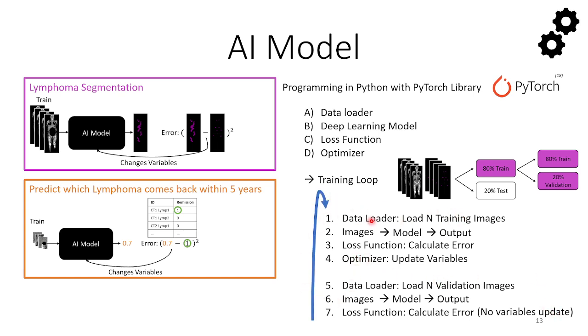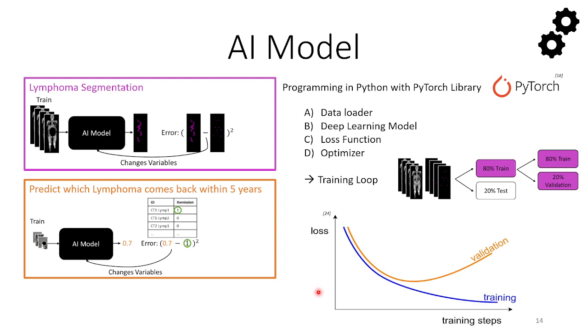Then we take the data loader again and load some training images. We go through this several times, until we are several times through the data set and the model is trained. While we do that, of course, we track the training. Here on the x-axis, we have the training steps, so how often we have been through the training images. And here we have the loss function, the error function. Here we see how big the error is between what the model says and what it should actually be.